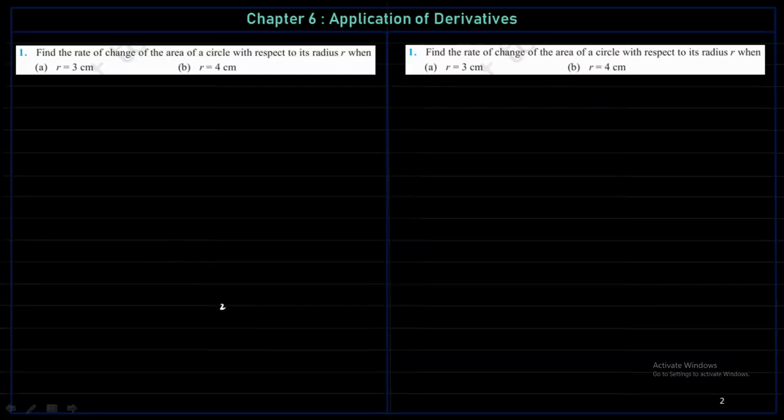The first question is: find the rate of change of area of the circle with respect to its radius r when r is equal to 3 centimeters and r is equal to 4 centimeters. We have to find out the rate of change of area with respect to r, as in dA over dr. That is what we have to find out. So we know the value of r, isn't it? How do we find out? Let us start by writing the area of the circle with the formula pi r square.